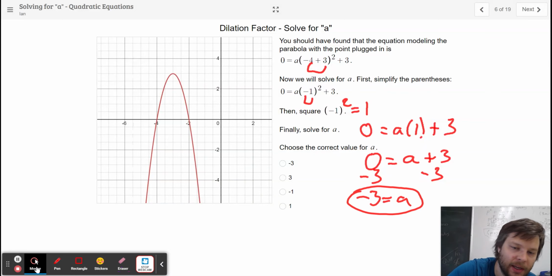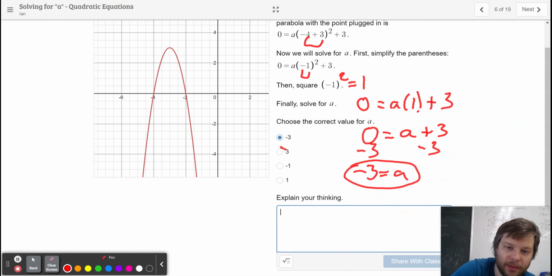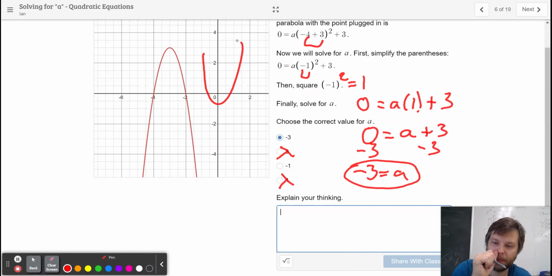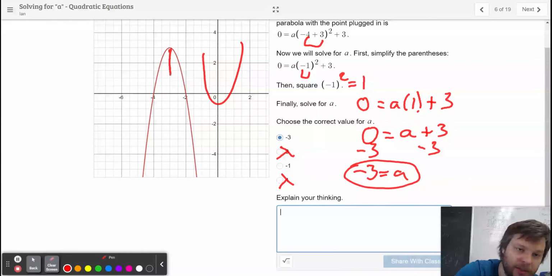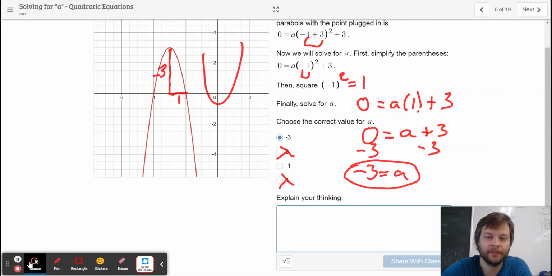I want to mention that you should have known that it could not possibly be positive 3 or positive 1 because that would make a parabola that's going up. So the only options were -3 or -1. And the other thing I want you to notice is that my parabola moves down 1, 2, 3 steps for one step to the right. And because it has that initial slope of -3, I know that the a value is -3 without even solving for it, just by looking at the picture itself.